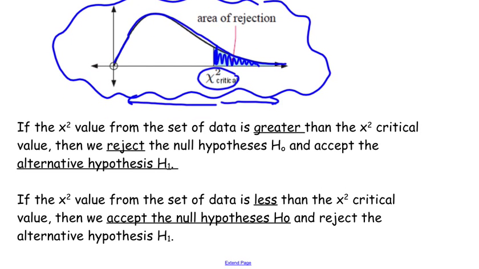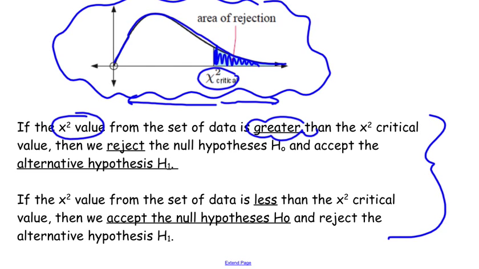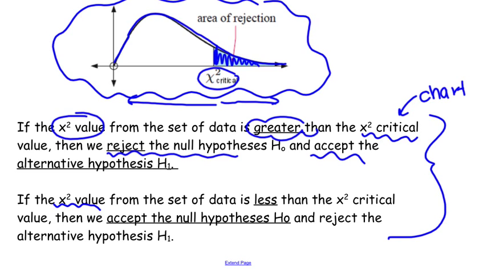And here's what it says again for us. And this is what I do want you to write down too. If your chi-squared value, which we did on the formula, is greater than the critical value, which you're going to get from your chart, then we reject the null hypothesis and accept the alternative. And then again, the opposite: if your chi-squared value is less than the critical value, then we accept the null hypothesis and reject the alternative, that they're independent of each other. So this would be considered independent.